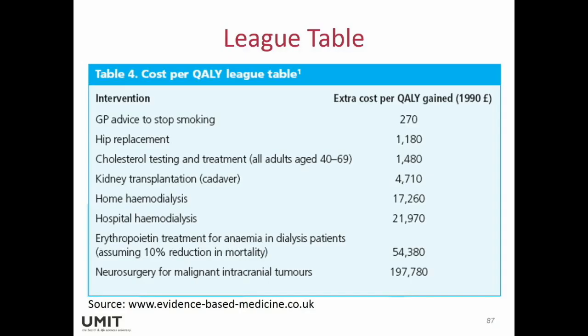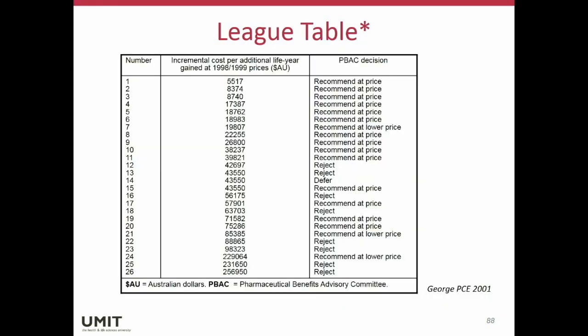The next slide shows you a league table, so that you get an idea what extra costs per quality gained people calculated, for example, for GP advice to stop smoking, for hip replacement. This is from a UK study. And another nice study that I wanted to show you is here from Australia.